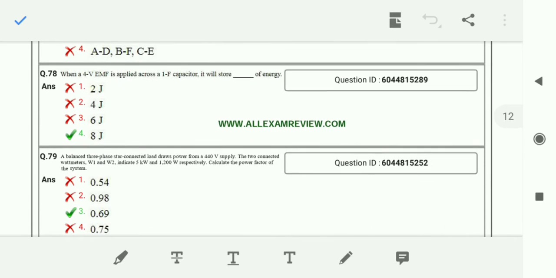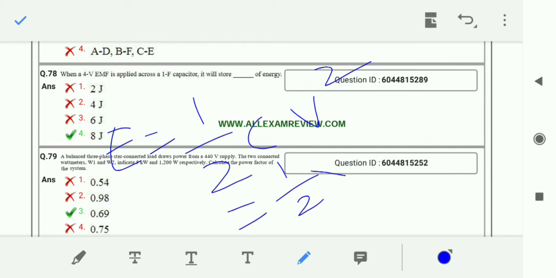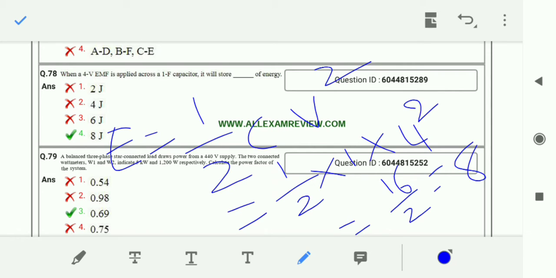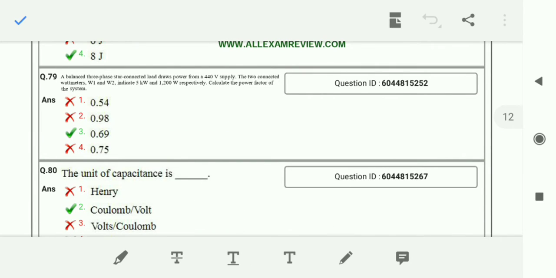Question number 78. When a 4 volt EMF is applied across a 1 farad capacitor, it will store energy. What is the stored energy formula? E equals half CV square. That means half into C, which is 1 farad, into voltage 4 square. That is 16 by 2, which is 8 joules. So the answer is option 4.